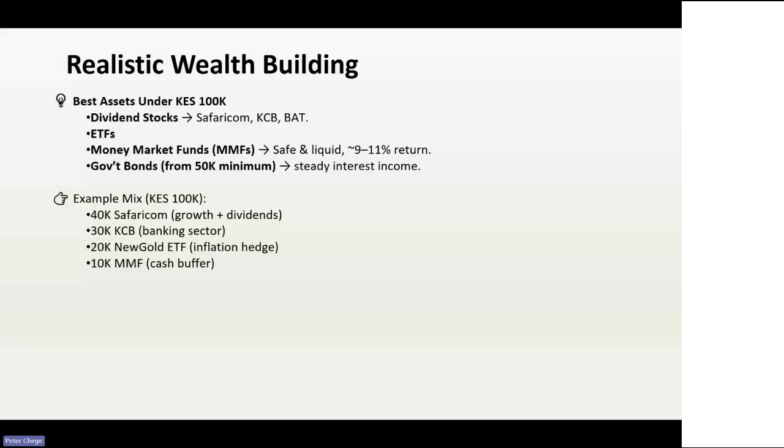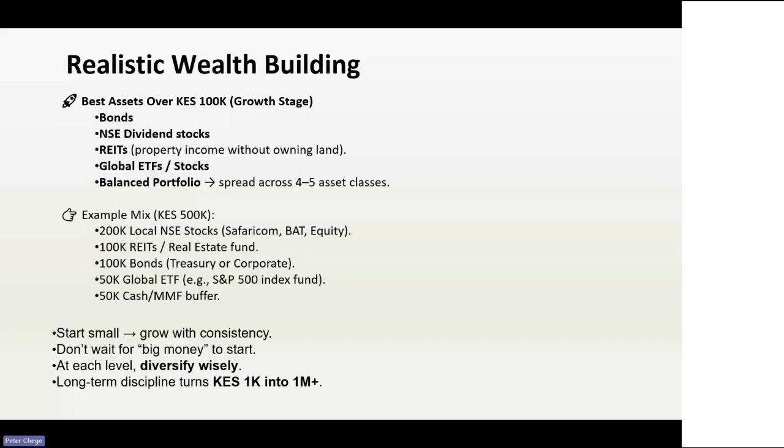So if you have more than 100,000, then you are at the growth stage. Yeah, you can buy anything. If you have 1 million, you can decide 100,000 in bonds, NSE stocks, I'll put 200,000. Money market rates, put some small amount. Global ETFs and stocks, I put another amount. Then you decide, I will also have a balanced portfolio where I'm buying different asset classes.